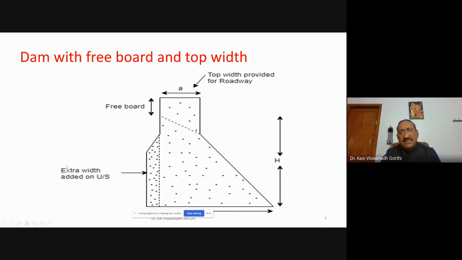Why is this extra width added? To see that all the forces which are coming onto the dam are resisted by the weight itself. The weight of the dam is increased. So to increase the weight of the dam, base width is increased. So this is how the practical profile is, having freeboard as well as the top width. This top width will be used as a roadway. We are showing only a section here. So on the top of it, vehicular movement will be there.